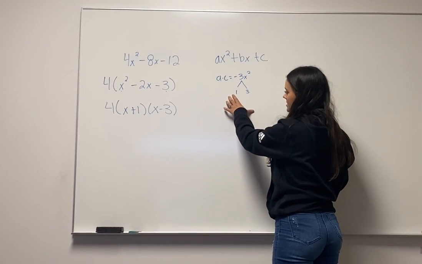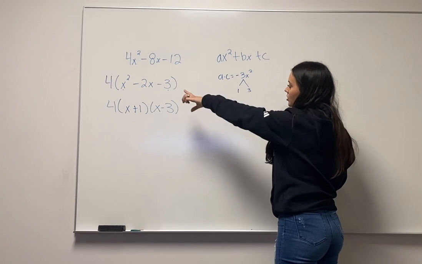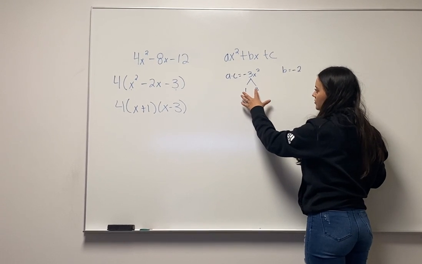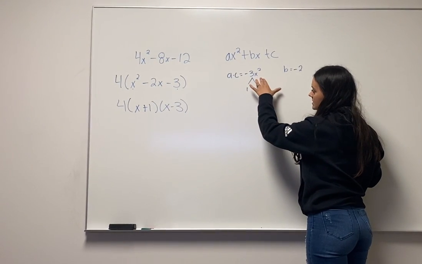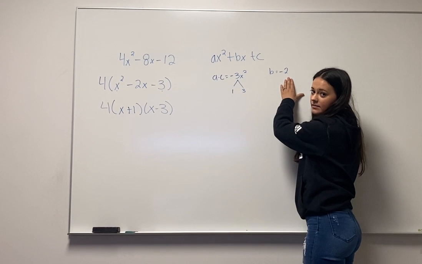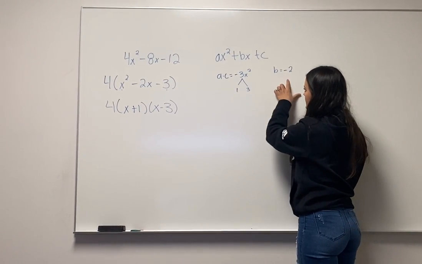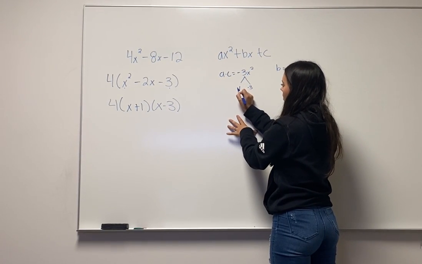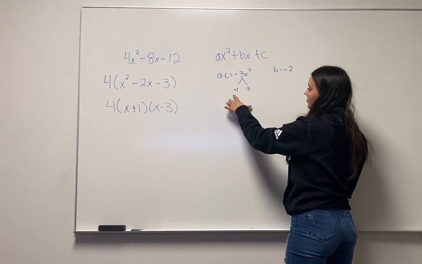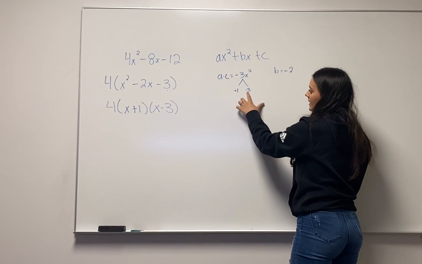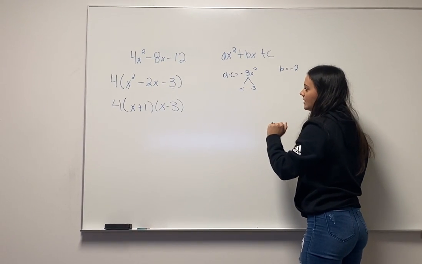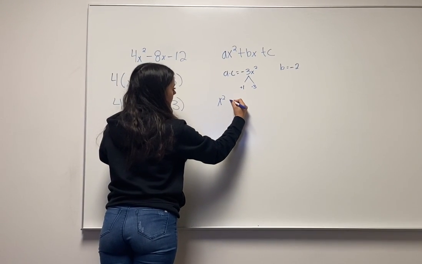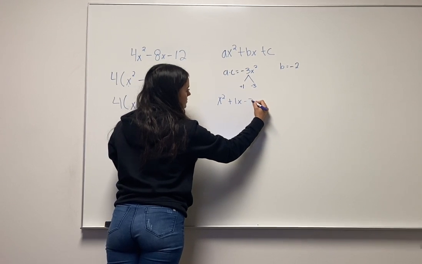The only factors of 3 in general are 1 and 3. To determine which gets the positive and which gets the negative, you look at your b term, which in this case is negative 2. The two factors that you choose from a times c have to add to negative 2. So in this case, negative 3 has to be the negative number, and 1 will be the positive number. Because negative 3 plus 1 is going to give us negative 2, and negative 3 times 1 will give us negative 3.